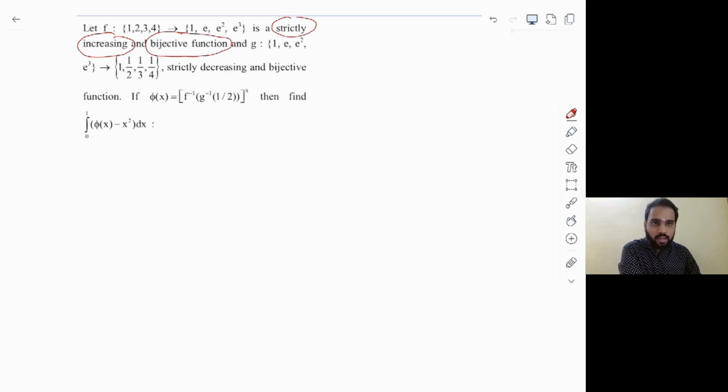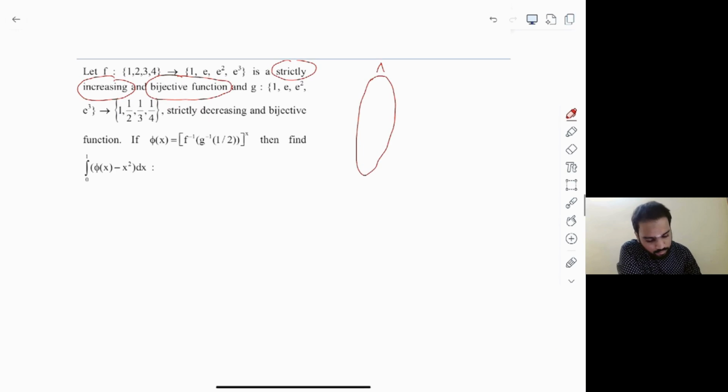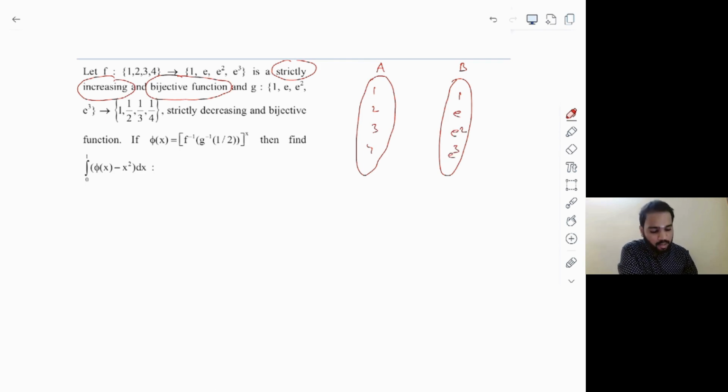So we know what a strictly increasing function is and also what a bijective function is. If you try to look at the mapping in this function, this is set A, and this is set B. Let's take the elements here. In set A you have 1, 2, 3, 4, and in set B you have 1, e, e square, and also e cube.